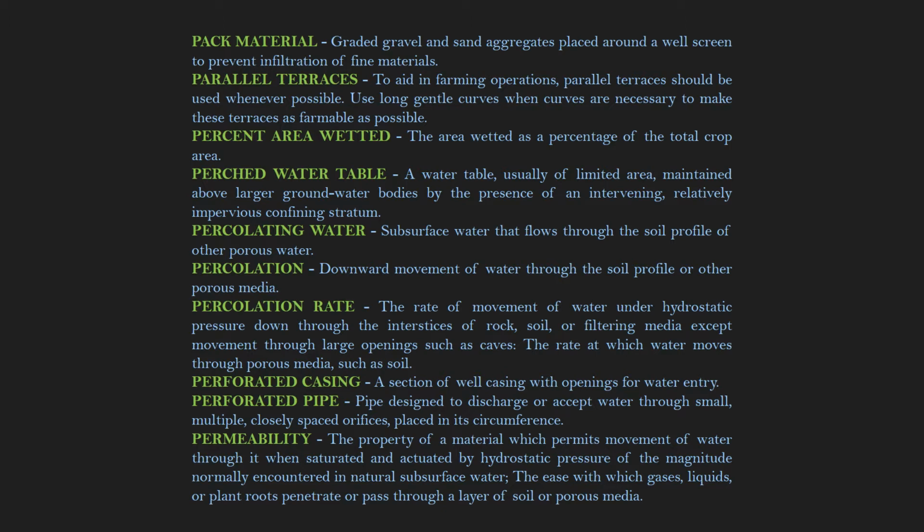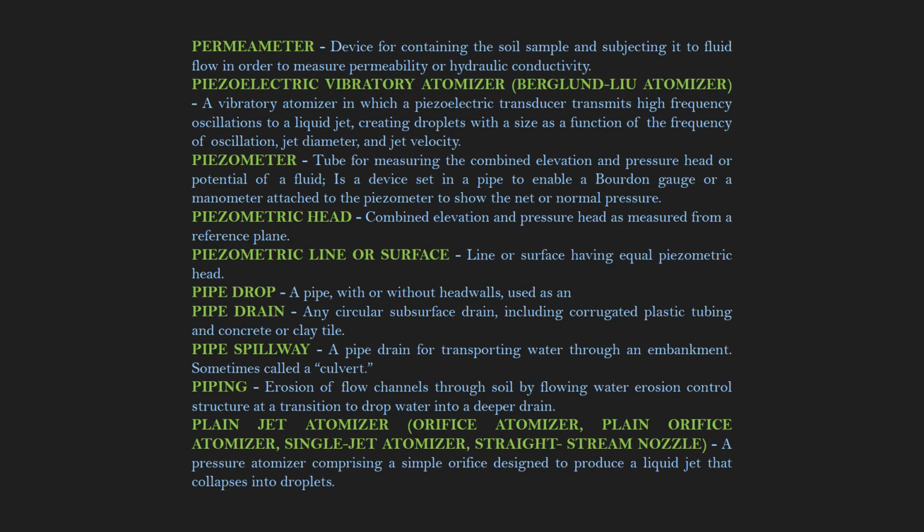Perforated pipe. Pipe designed to discharge or accept water through small, multiple, closely spaced orifices placed in its circumference. Permeability. The property of a material which permits movement of water through it when saturated and actuated by hydrostatic pressure of the magnitude normally encountered in natural subsurface water; the ease with which gases, liquids, or plant roots penetrate or pass through a layer of soil or porous media. Permeameter. Device for containing the soil sample and subjecting it to fluid flow in order to measure permeability or hydraulic conductivity.